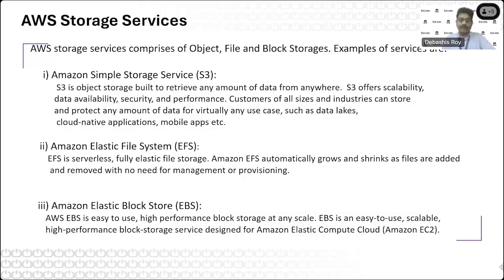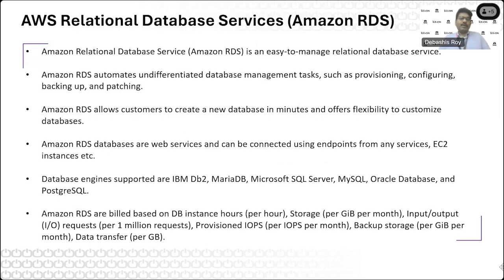Amazon Elastic File System is serverless, fully elastic file storage where files grow and shrink as they are added and removed, and you pay only for the part you're using. Now the Elastic Block Store comes only with the EC2 components. That means it is something like the hard disk or SSD devices that you use for your laptops and machines. Okay. It is easy to use, high-performance block storage designed for Amazon Elastic Compute Cloud. Now, if we talk about Amazon RDS and Amazon NoSQL, I'll come back to this later on.